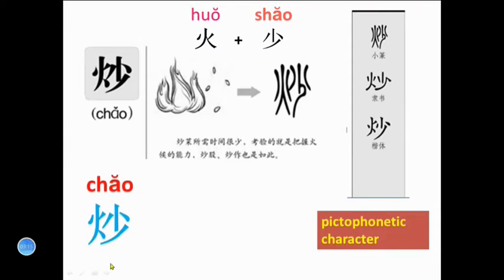Now, 炒 has its original meaning stir-fry, and because this is a cooking method that requires a chef's good management of the duration and the degree of heating, it is also used figuratively to mean speculate in something, where people try to grasp the good timing to earn big money or instant fame.